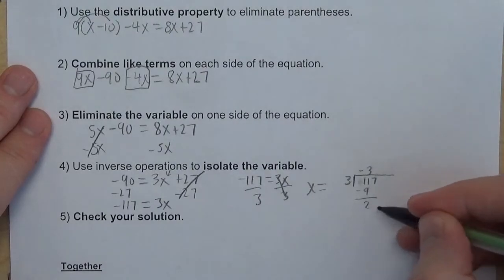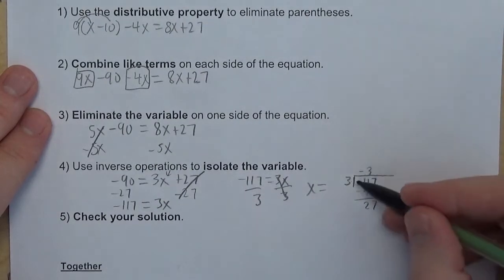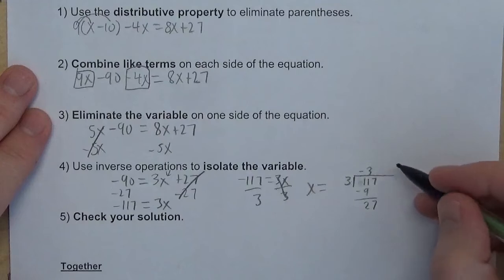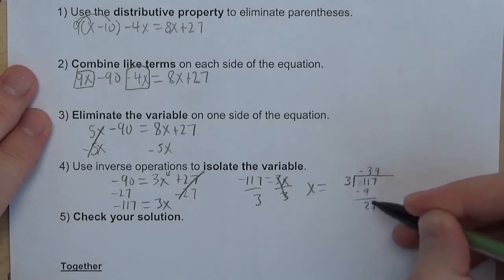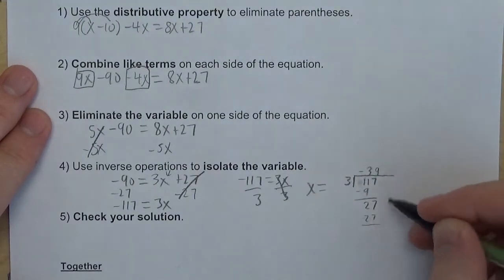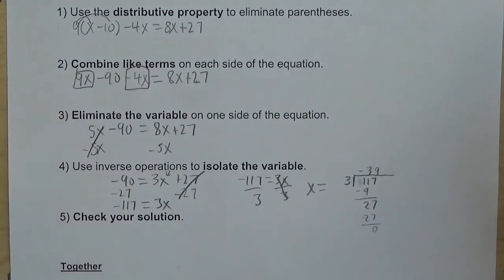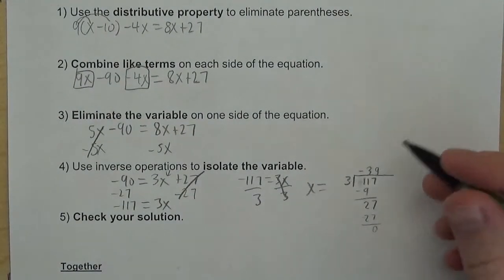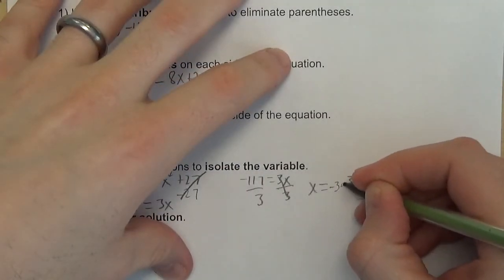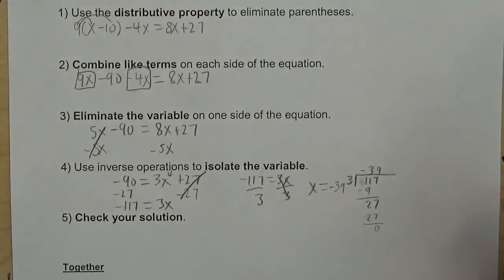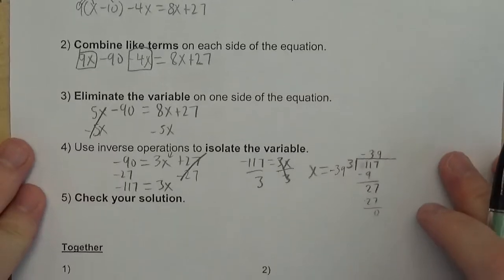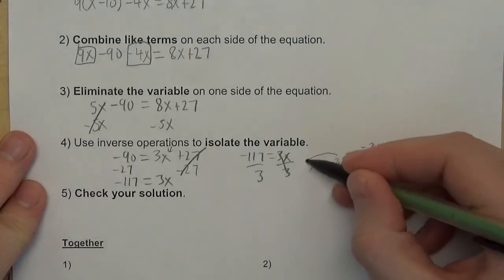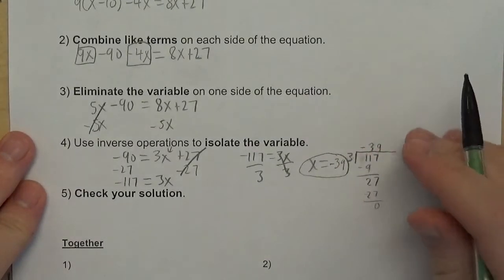11 minus 9 is 2. Bring down your 7. 3 into 27 goes in 9 times. 9 times 3 is 27. So we're done there because we end up with the same thing that we're subtracting, left with 0. So negative 39 is your result there. Now let's check to make sure. We're going to check our answer to make sure that this is correct. We think it's x equals negative 39.